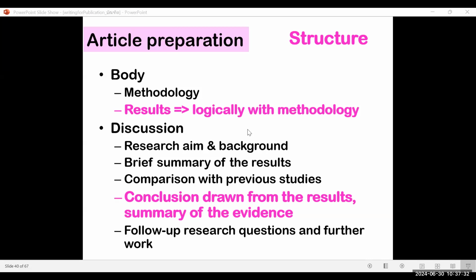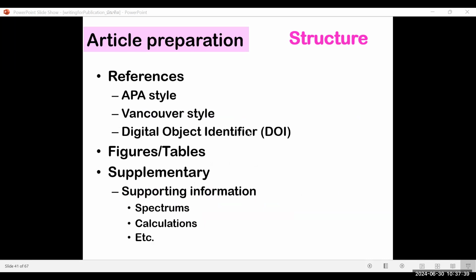Again, it's not that easy, but it's not too hard. You can train yourself and you can learn. The easiest way to learn is to keep reading. If you do a good literature review, you can absorb the style and the logical flow of how to write your own articles. And the bottom part of your article preparation will be the references.